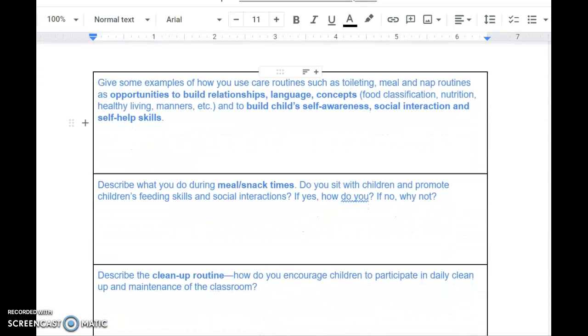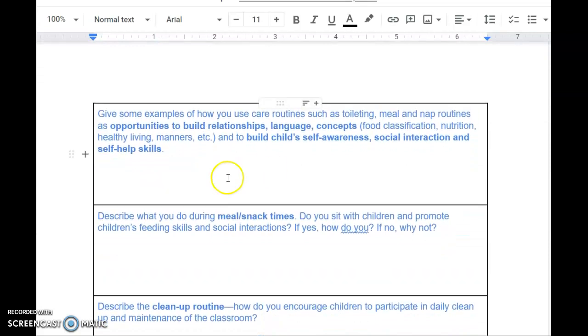Next one, give some examples of how you use care routines such as toileting, meals, and naps as an opportunity to build relationships, as an opportunity to build language, as an opportunity for kids to build their self-awareness, social interactions, and self-help skills. How do you use caregiving routines to build children all around?